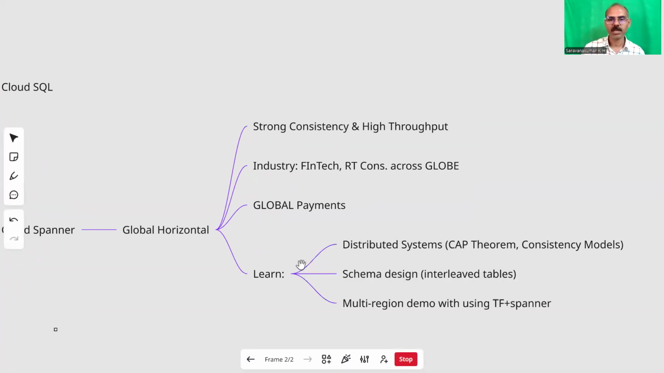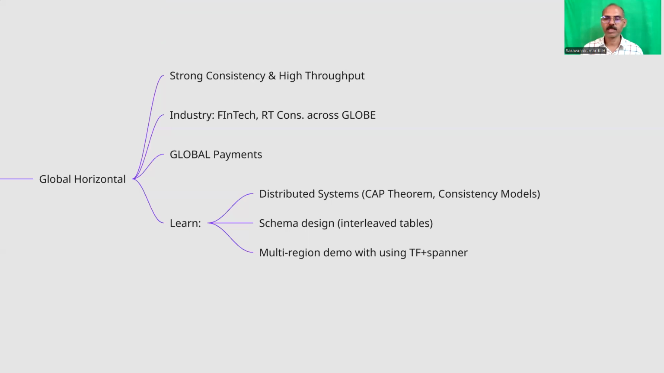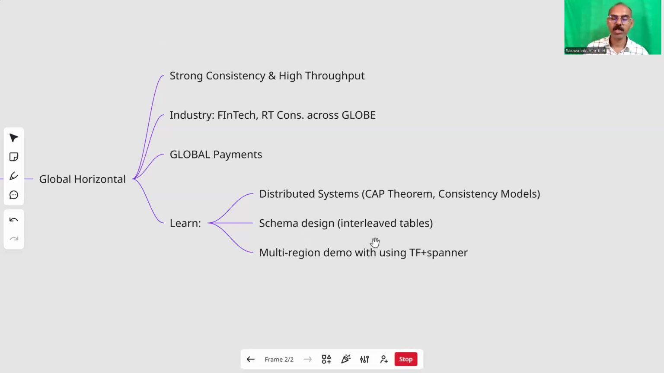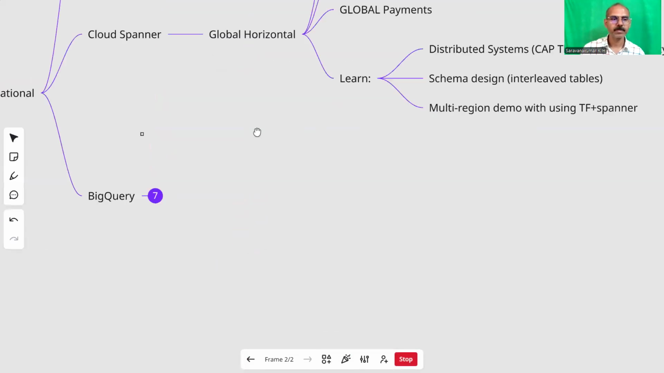What you can deep dive into here: since this is a distributed system, you will have to understand the CAP theorem and consistency models. Then schema design, particularly interleaved tables, and how the primary and child table relationships can be optimized. Also a multi-region demo using Terraform plus Spanner.